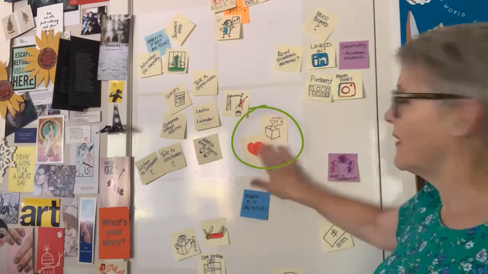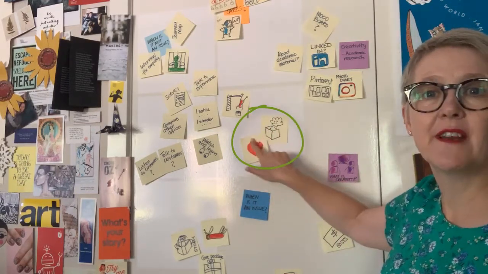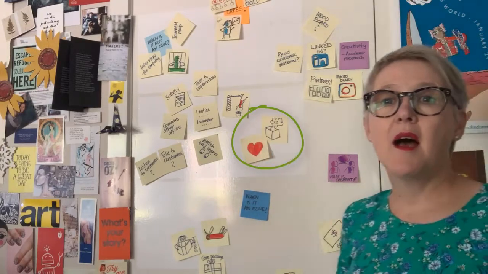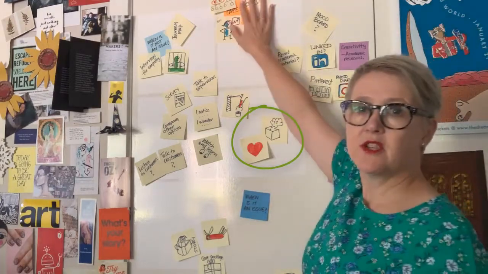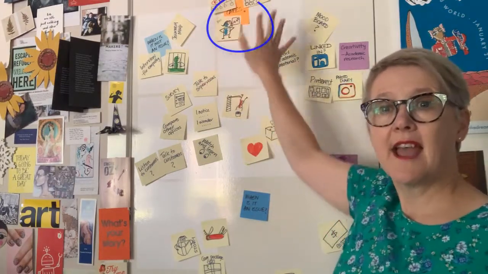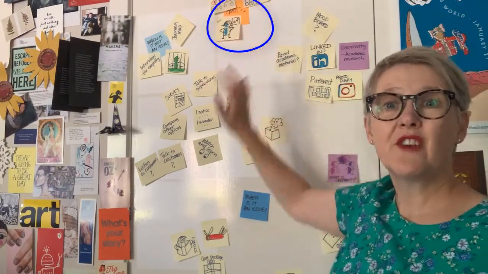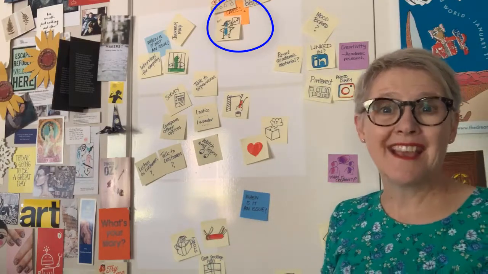I just put my love heart there so I can remember that I've fallen in love with my problem. So these are some things that I could do online. I've also asked the question, who cares? And I've started to gather a list up the top of different kinds of stakeholders who might care about this problem.